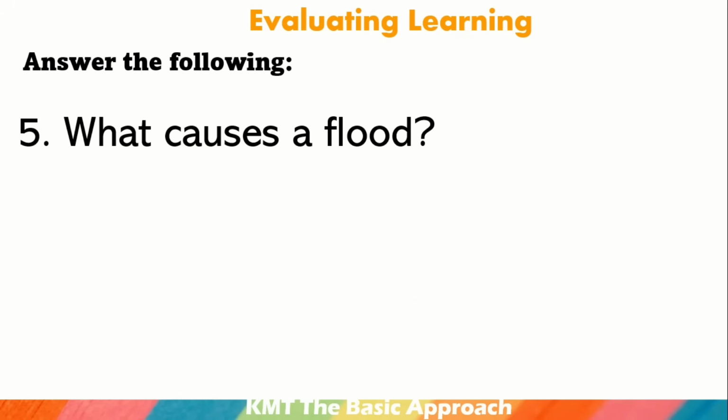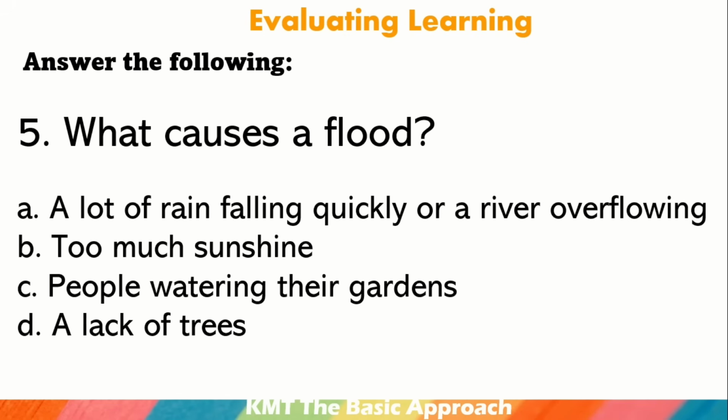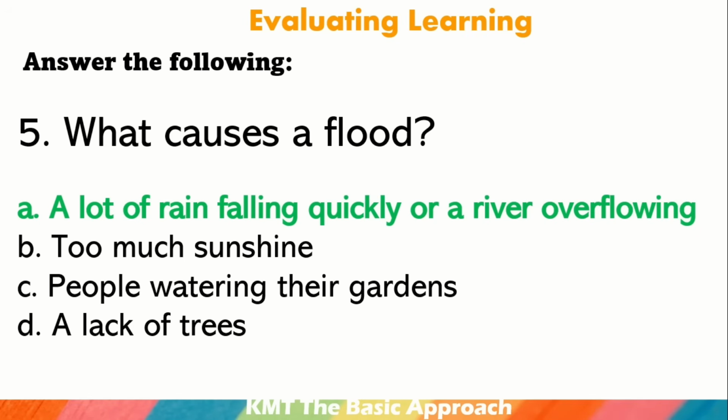Number 5. What causes a flood? A. A lot of rain falling quickly or a river overflowing. B. Too much sunshine. C. People watering their gardens. D. A lack of trees. What is the correct answer? Great! The correct answer is letter A. A lot of rain falling quickly or a river overflowing.